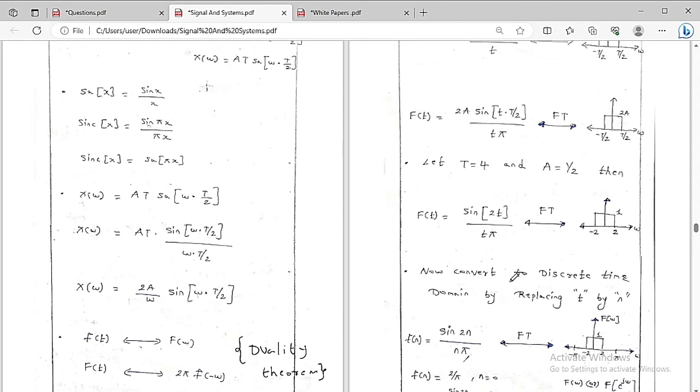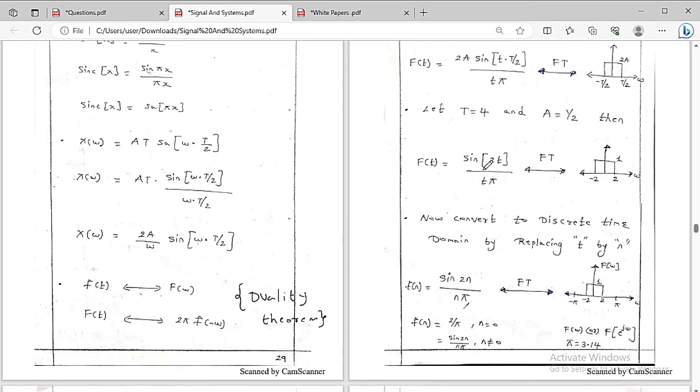Now I am going to convert to the discrete time domain by replacing t by n. Up to now we discussed the continuous time case. Now I want to convert this continuous time case into the discrete time case by replacing t by n. So wherever small t is there, replace t by n.